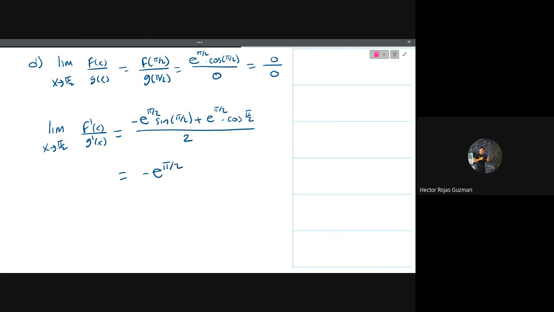Sine of pi over 2 is 1. Cosine of pi over 2 becomes 0, which means the whole thing just goes away. And there's your limit. 3 points.